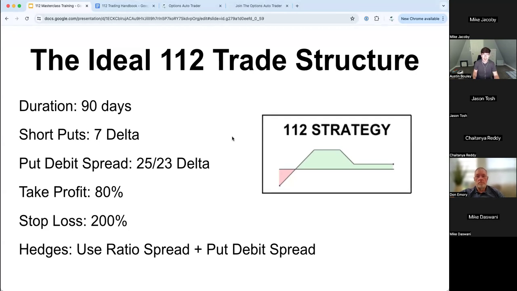Does this make sense? I would say this is the ideal 1-1-2 trade structure. If you take your trade profit to 90%, that's fine too. But something like this, I would say with a 200% stop loss and structured this way, is ideal. Now, again, I showed you how to adjust it if you like less risk or more risk, so you can do that. But this is how I personally trade it.